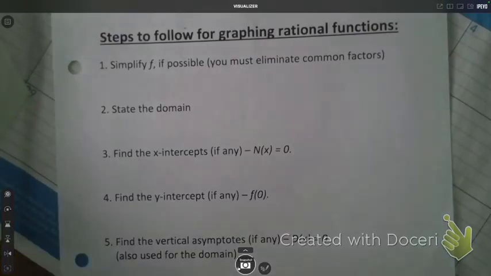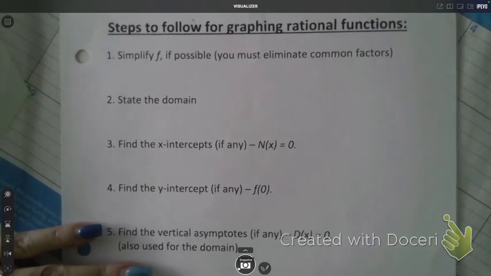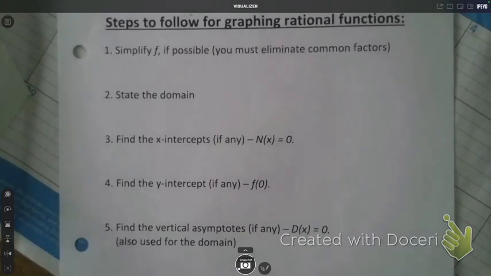So 4-2, we're going to work on it from now till the end of the week. First we're going to start. These are the steps to follow for graphing rational functions.